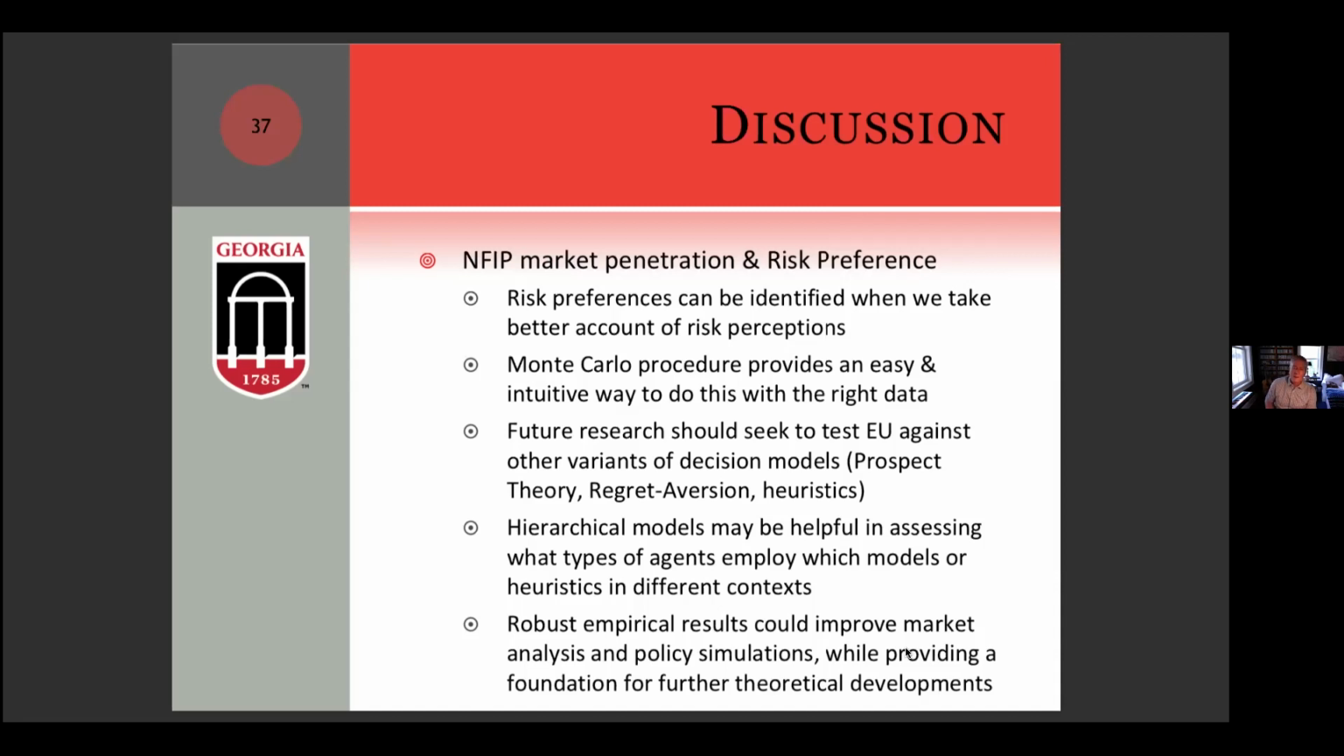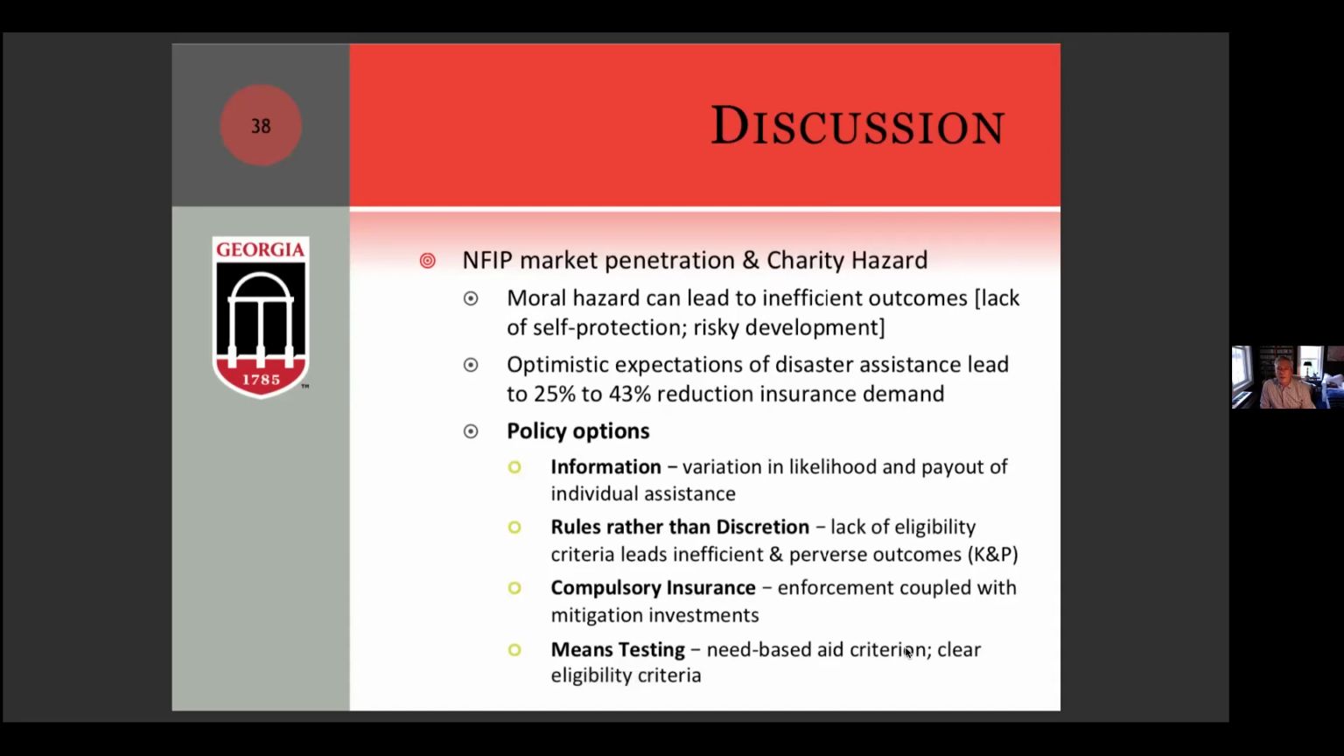Ultimately, some kind of hierarchical model that can help us assess what type of agents use what type of approaches in different contexts would be really useful. It's something that I'm very interested in going forward. The last thing I'll say here in the discussion about charity hazard: it is a concern because it's going to lead to inefficient outcomes where people are not protecting themselves, and it can lead to risky development. Our estimates suggest that optimism can lead to big impacts on disaster insurance market penetration.